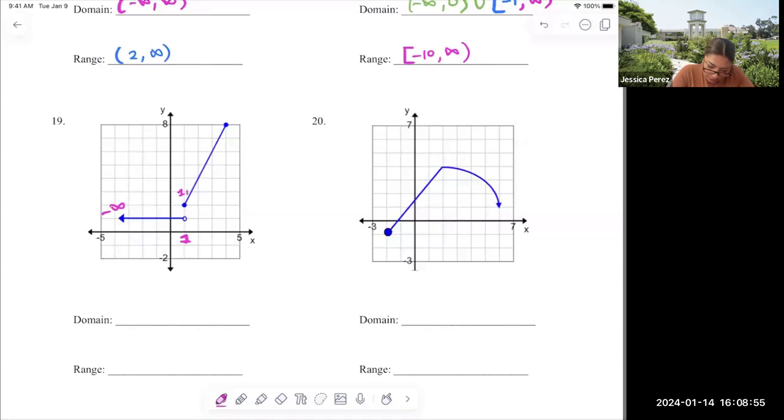1, 2. And then it's going to go all the way to the point 4. So therefore, my domain is going to go from -infinity to +4. And it stops right there and it has a closed dot.